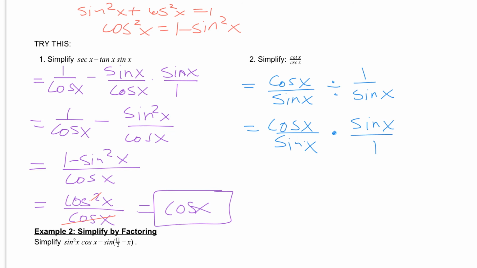And then my rules of simplifying fractions, I can simplify up and down, or I can simplify on diagonals. So I can simplify these two sine of x's. Sine x and sine x can cancel out. And I am left with just cosine x. If you have questions, again, let me know.